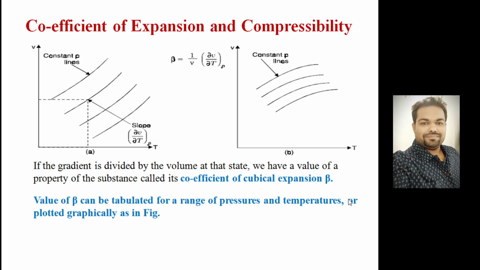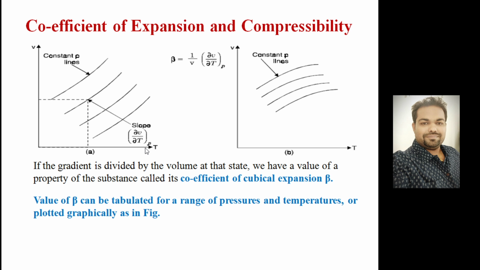Next, let's go to the coefficient of expansion and compressibility. Let me define what those are. Already I have given you the overview of that. If we draw the volume versus temperature curve, where pressure is the constant parameter, these lines are known as constant pressure lines, or isobaric lines. So the slope of an isobaric line is nothing but ∂V/∂T at constant pressure.